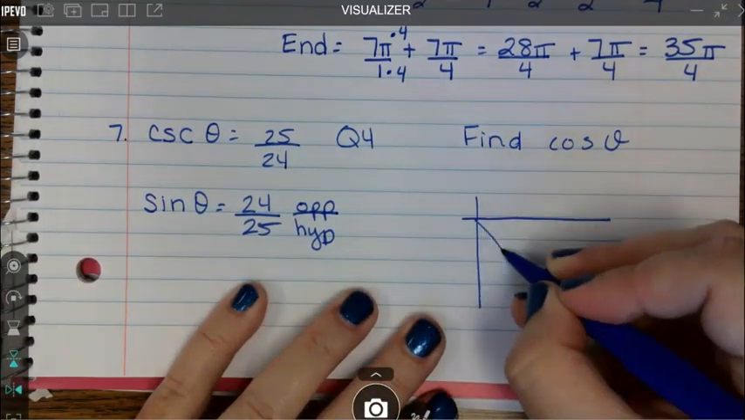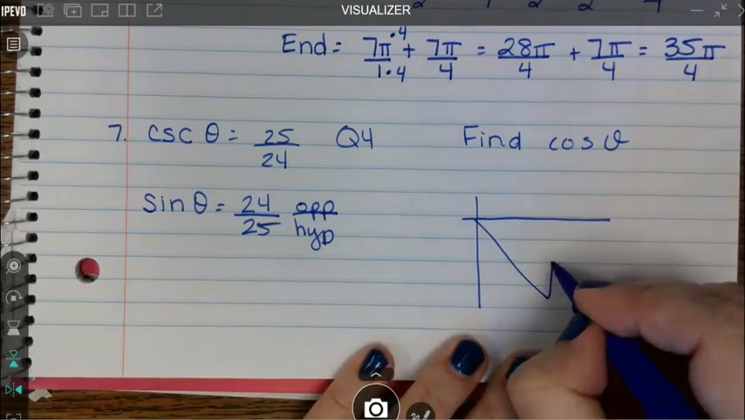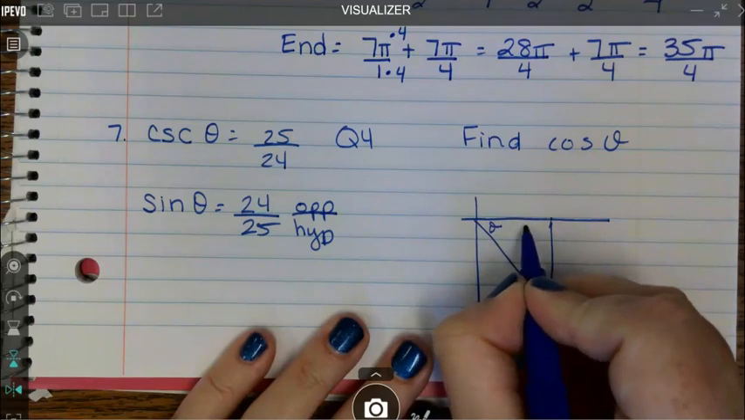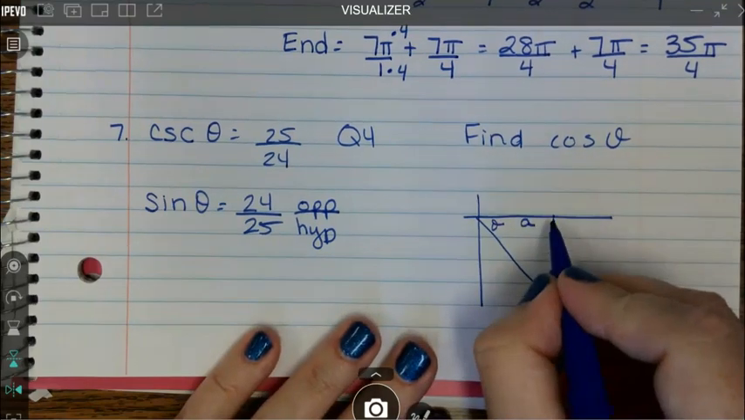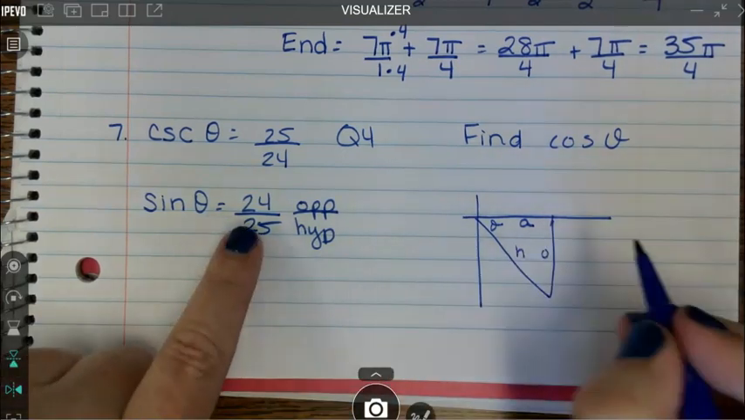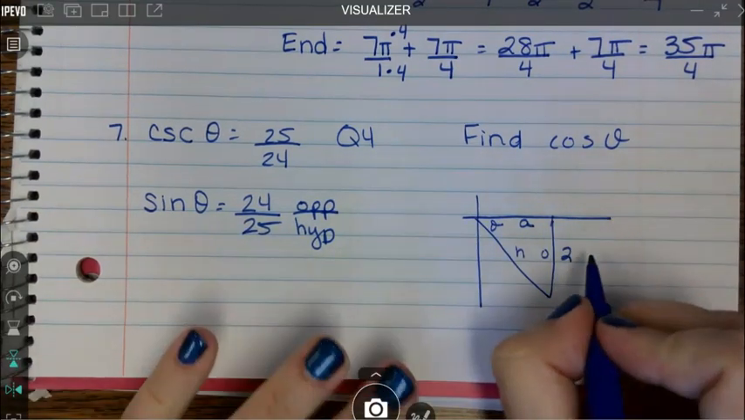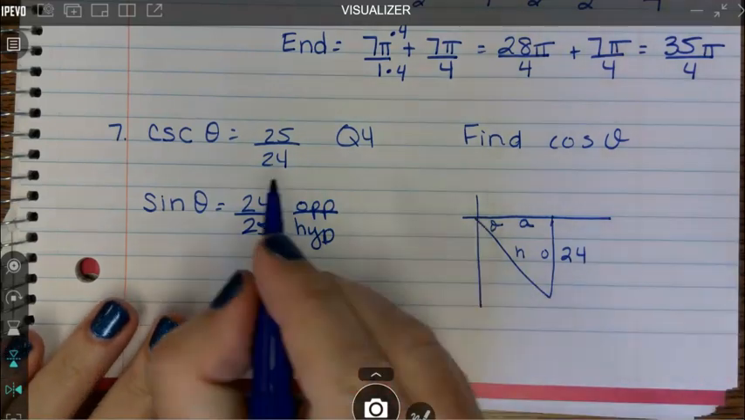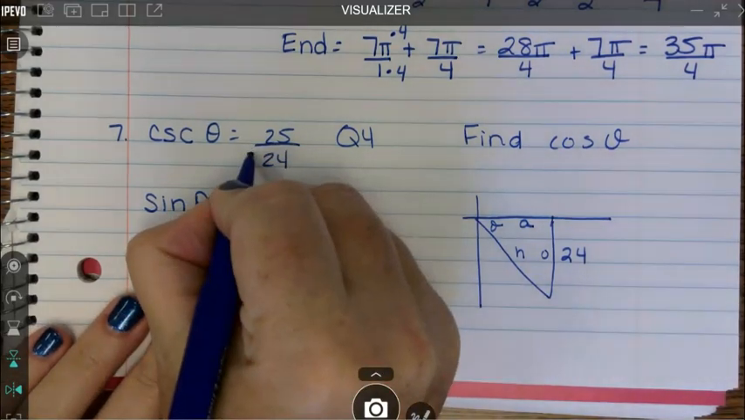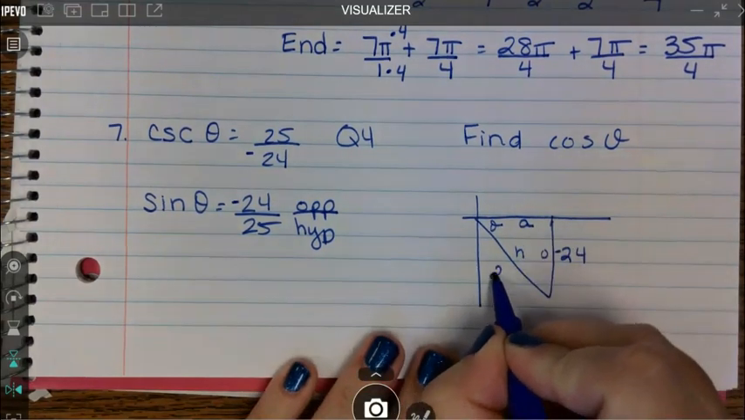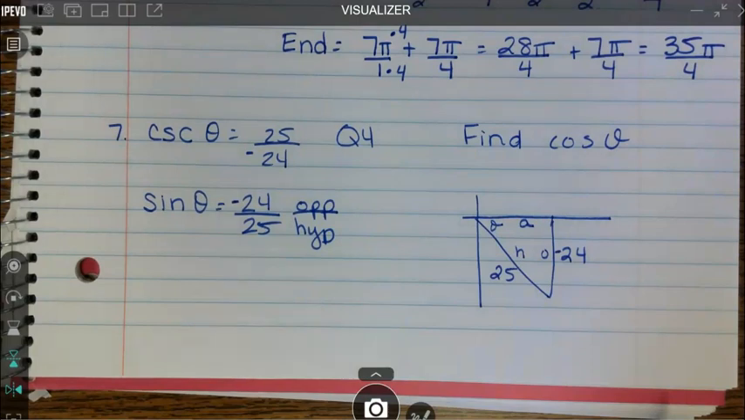So remember, you're going to draw a line to the middle of nowhere in quadrant 4 and drop it back to the x-axis. X is always A. Our little mini y-axis right here is O, and hypotenuse. So here's my 24. And it looks like it needs to be negative, doesn't it? Yes, it does. Oops. Okay, so that needs to be a negative because hypotenuse is always positive.